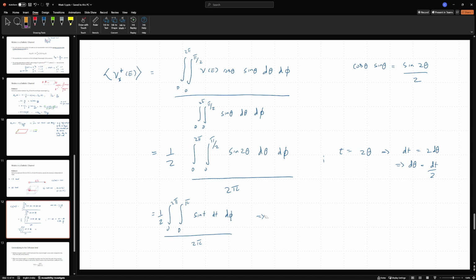So which is further equal to, so there is going to be dt by 2 over here. Yes. So this integral sin t dt from 0 to pi is 2. The 2 and 2 will cancel out. I will have 1 by 2. And then the 2 pi and 2 pi will also cancel out. I should have written v of e over here.